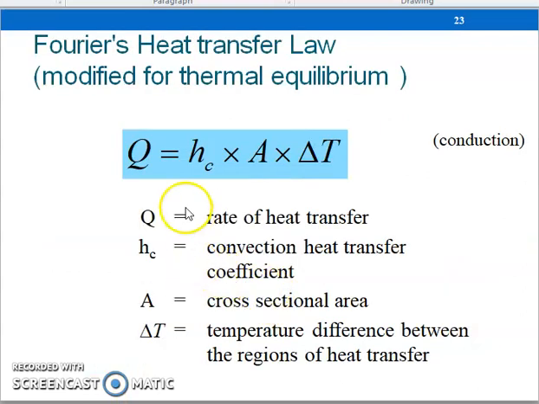The next slide shows the Fourier heat transfer law, modified for thermal equilibrium. For conduction mode, we have the rate of heat transfer, which depends on the convection heat transfer coefficient constant, and also the cross-sectional area, the surface area of the device to transfer heat to the ambient. It means that the rate also depends on the surface area and cross-sectional area.